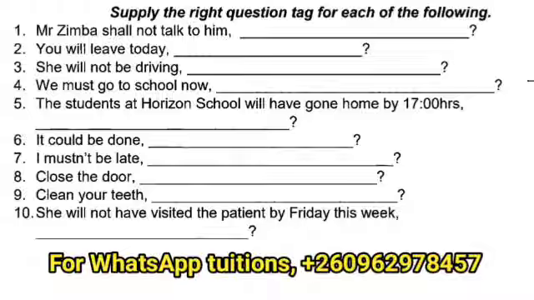Number 2, you will leave today. So the keyword there, if you check very well, is the word will. You will leave today. You check very well, this sentence is in positive form because of the absence of the word not. This sentence doesn't have the word not, hence it's positive already. So writing the question tag, you are going to make sure that your question tag is in negative form.